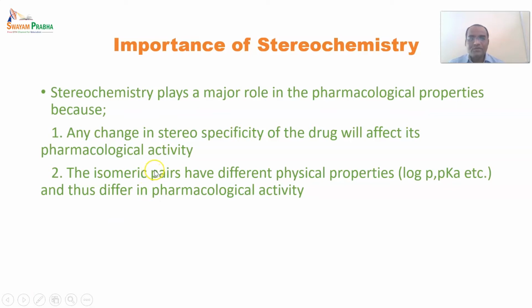Stereochemistry is also important because isomeric pairs have different physical properties like log P and pK, and thus differ in pharmacological activity. In the last lecture we saw the concept of log P and pK. Log P is nothing but a partition coefficient, where the drug molecule is solubilized into two phases: an organic phase and a water phase.